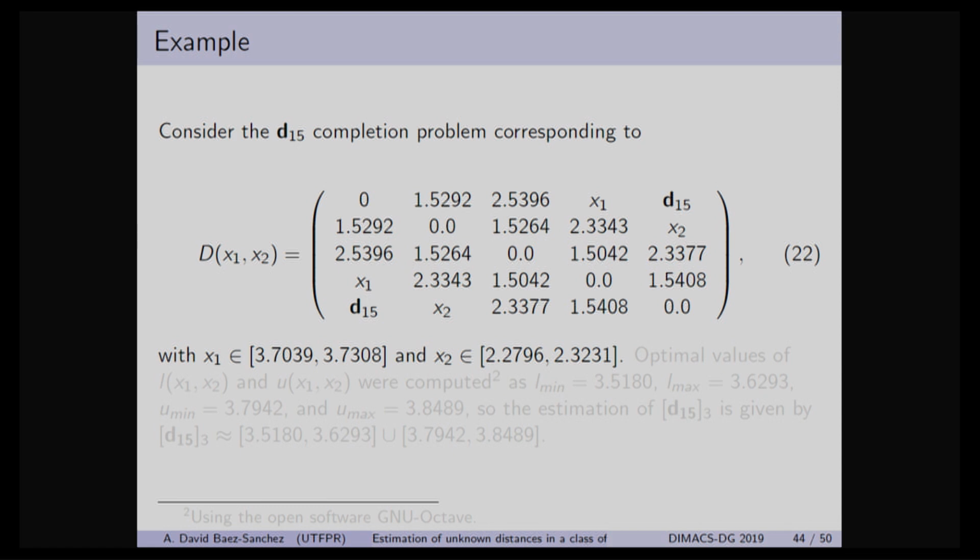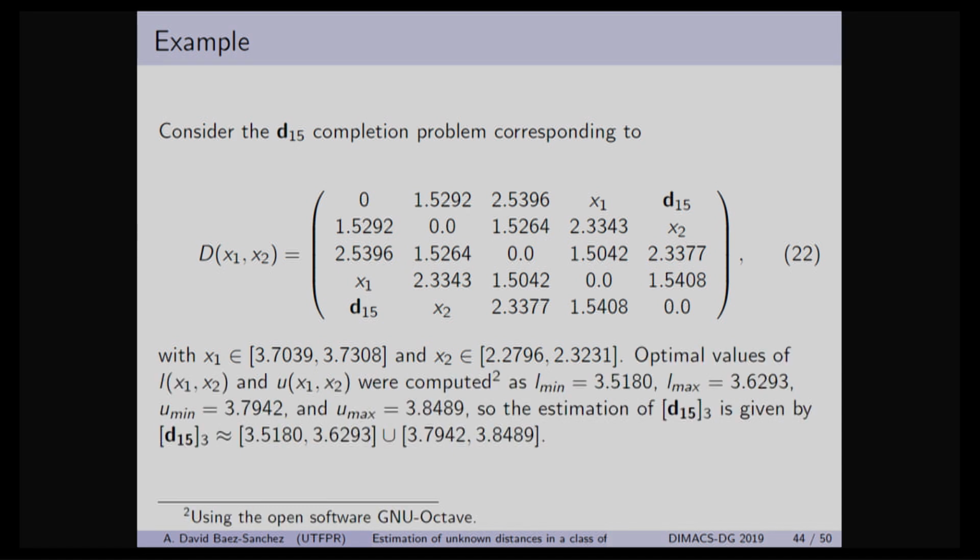Let me show you how this looks. This is an artificial example, not a real example, just to give you an idea of how this looks. Imagine that you want to complete this matrix, and you have an interval for this distance and this distance. These are the intervals that you have. The optimal values here are computed. We use a really naive approach: we just use the global optimization tool in Octave. So with this, we have an estimation of this distance d15 as this uniform interval. This is the situation.